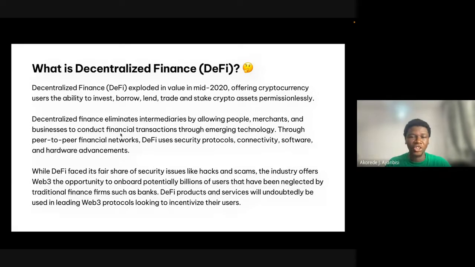The industry offers Web3 the opportunity to onboard potentially billions of users that have been neglected by traditional finance firms such as banks. DeFi products and services will undoubtedly be used in leading Web3 protocols looking to incentivize their users.